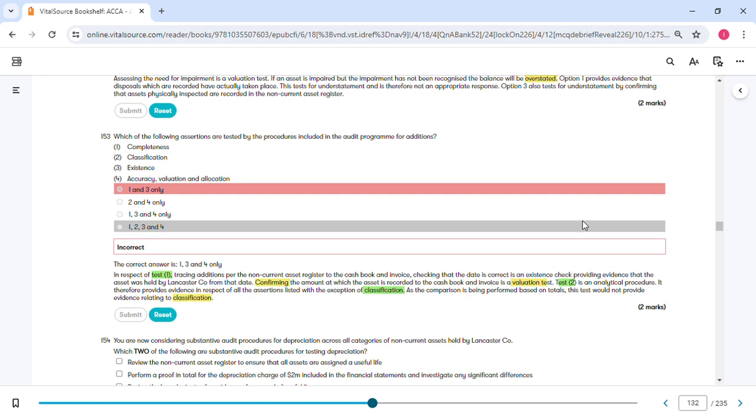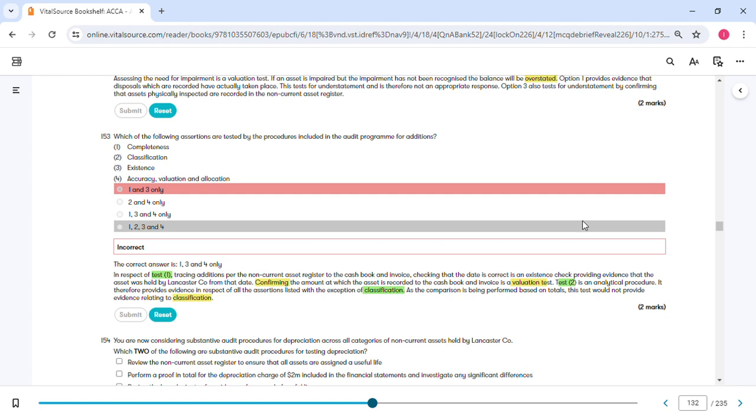What is test 2? Test 2 is an analytical procedure. It therefore provides evidence in respect of all the assertions listed with the exception of classification. Test 2 talks about analytical procedures, which exclude what? Classification. As the comparison is performed based on the total, this test would not provide evidence relating to classification. Means test 2 will not give classification.